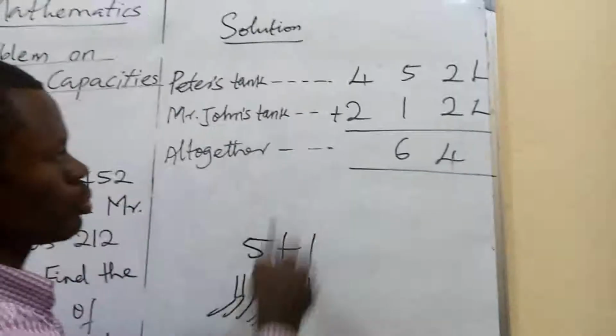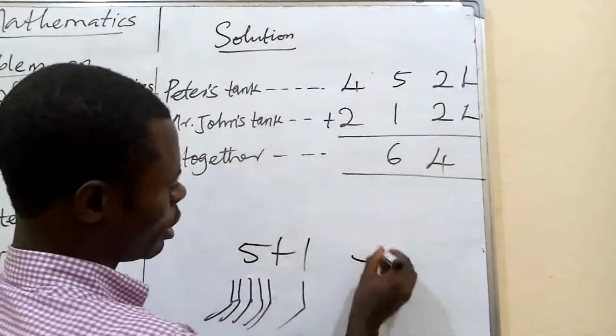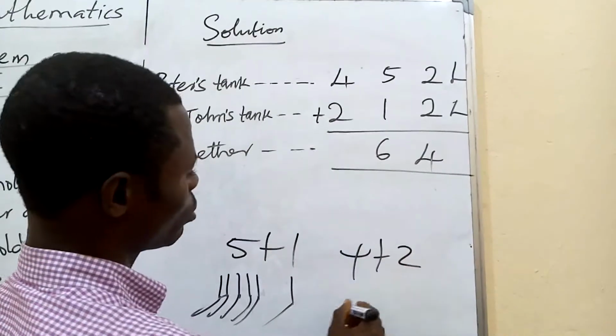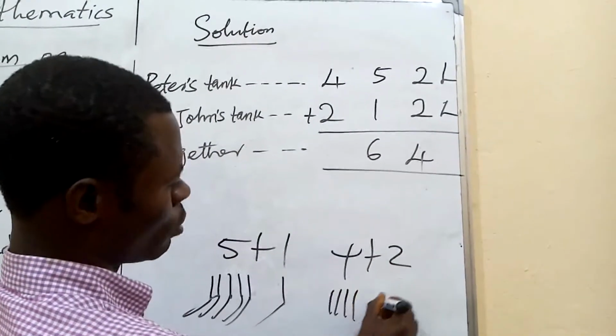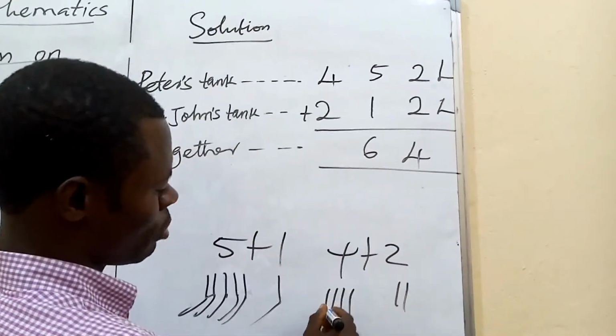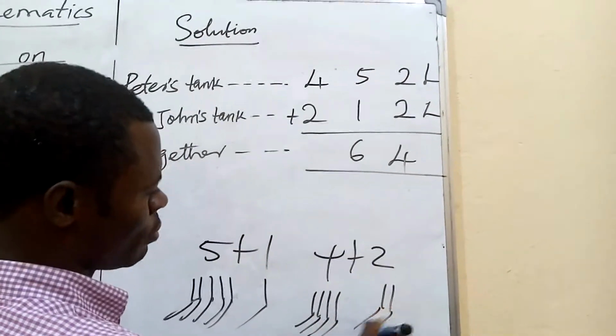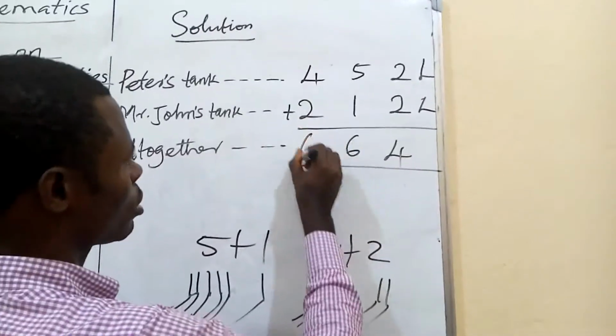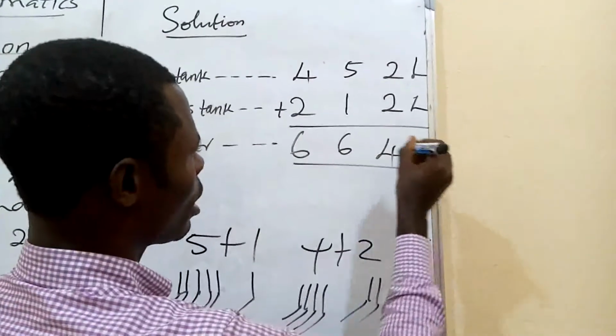That is 4 plus 2. 1, 2, 3, 4, and 1, 2. Adding them, we have 1, 2, 3, 4, 5, 6. So 4 plus 2 is what? 6.